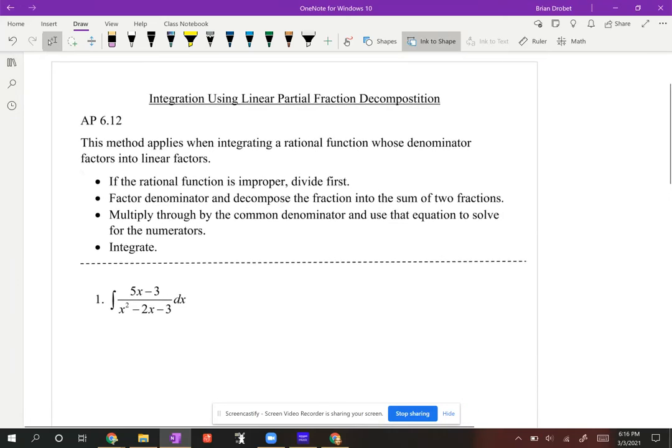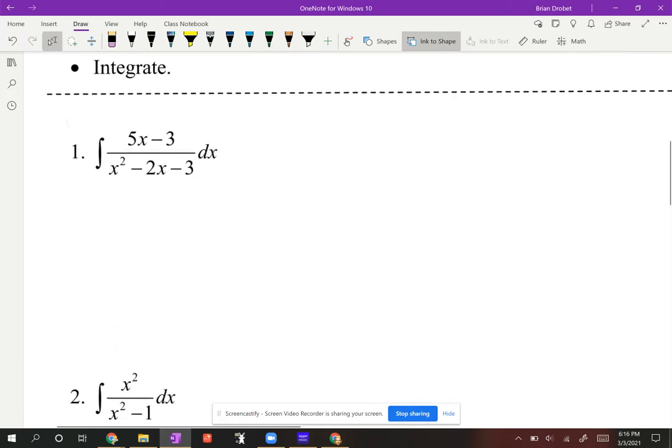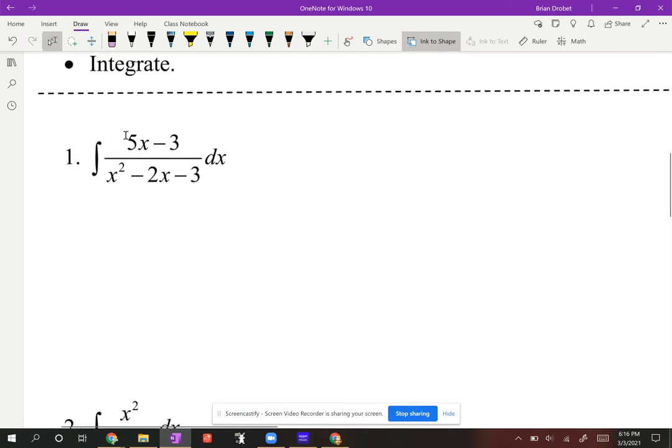All right, today, integration using linear partial fraction decomposition. We're going to use this method when we're trying to integrate a rational function whose denominator factors into linear factors. So here we go. Check out problem number one here.